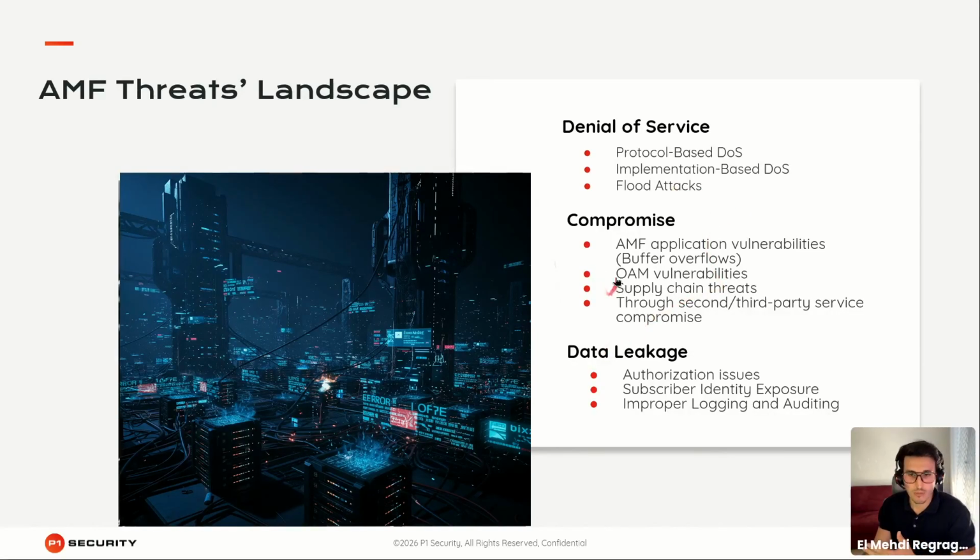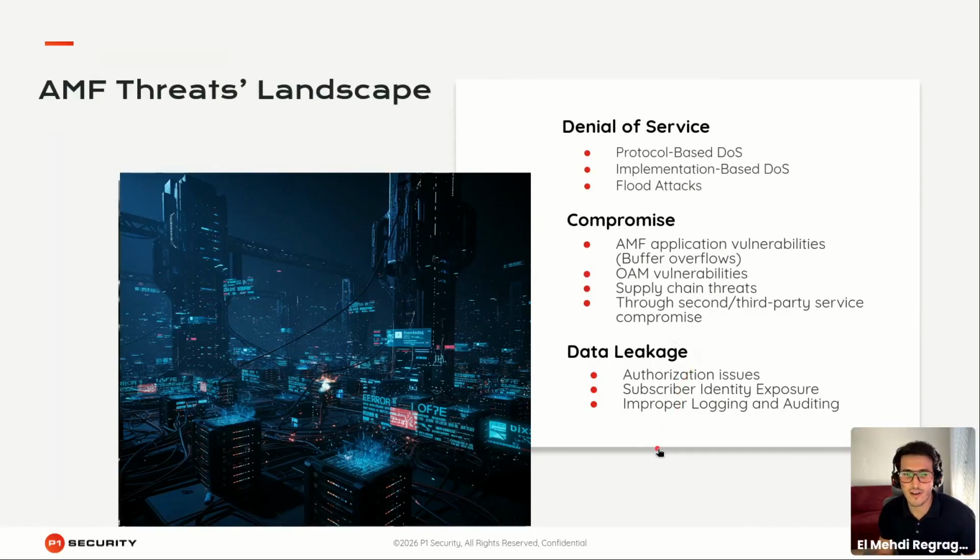In terms of compromise, we're going to attack the AMF implementation and look for vulnerabilities related to buffer overflow, operation and management vulnerabilities, it could be SSH, NETCONF, web application, and so on. Supply chain threat could come from open source libraries that we are using, or directly from the vendor, or through the NMS system that they are using to configure this network function.